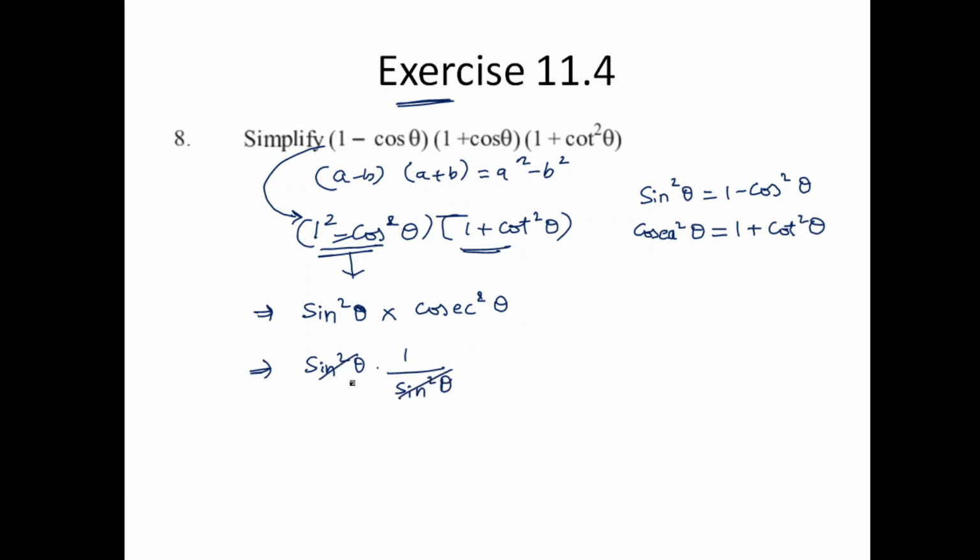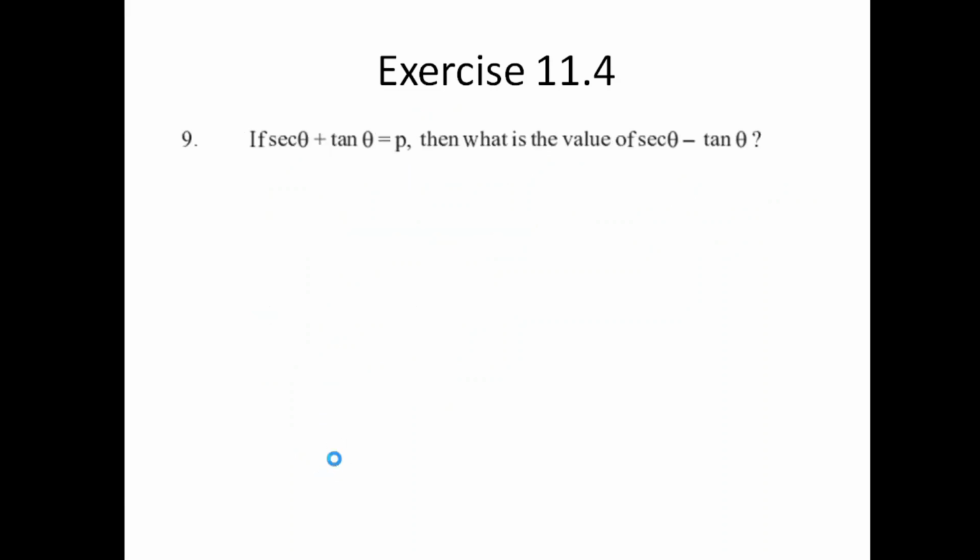So sine square is removed out. So overall the last answer is only 1. So let's look at the next term. Given that this value is equal to A here, and he is asking you to remove this one. We know that secant square theta minus tan square theta is equal to what? 1, right? This is equivalent to 1 over here.